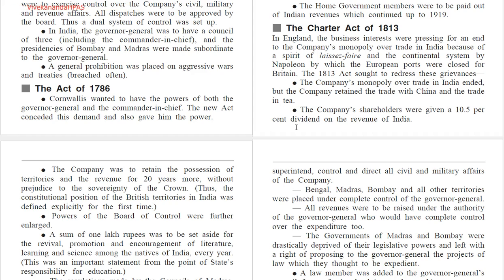So they were allowed by the Charter Act of 1813. Okay. So the monopoly of the East India Company was suspended, or you can say cancelled, except for the tea trade with China. So if there was to be a tea trade with China, only East India Company was allowed and all the possessions were taken away.